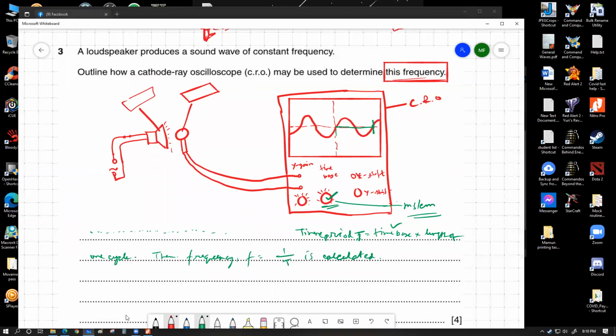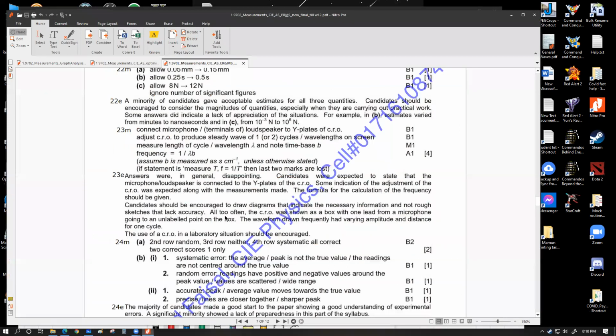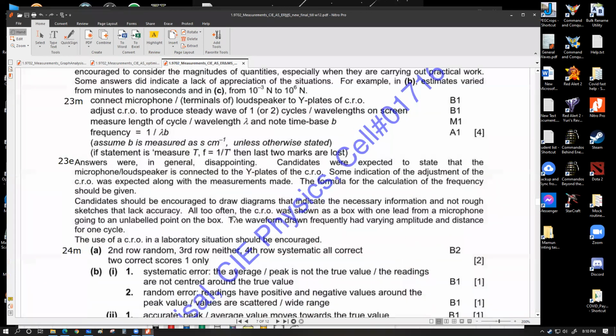Okay, let's look at the examination report, just so that we understand what kind of mistakes were common. Answers were in general disappointing. Candidates were expected to state that the microphone or loudspeaker is connected to the Y plates of the CRO. Some indication of the adjustment of the CRO was expected along with the measurements made. The formula for the calculation of the frequency should be given. Candidates should be encouraged to draw diagrams that indicate the necessary information and not rough sketches that lack accuracy.